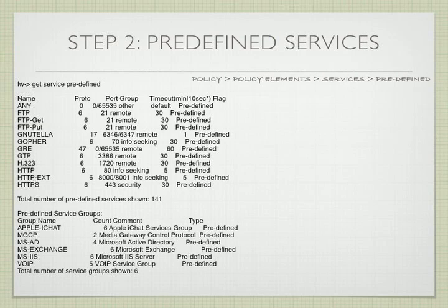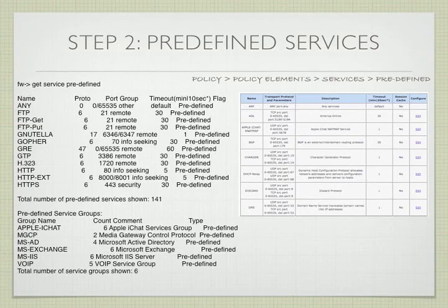On the web, this is under Policy Elements again. Policy Elements, Services, and predefined, and then that pulls down a tabular list that shows you the predefined services that are available for your use in policies. So you go here, you've got your list of services that you're going to need to allow in your policy. You go here first and say, are these services already defined for me, or are they something I need to create?